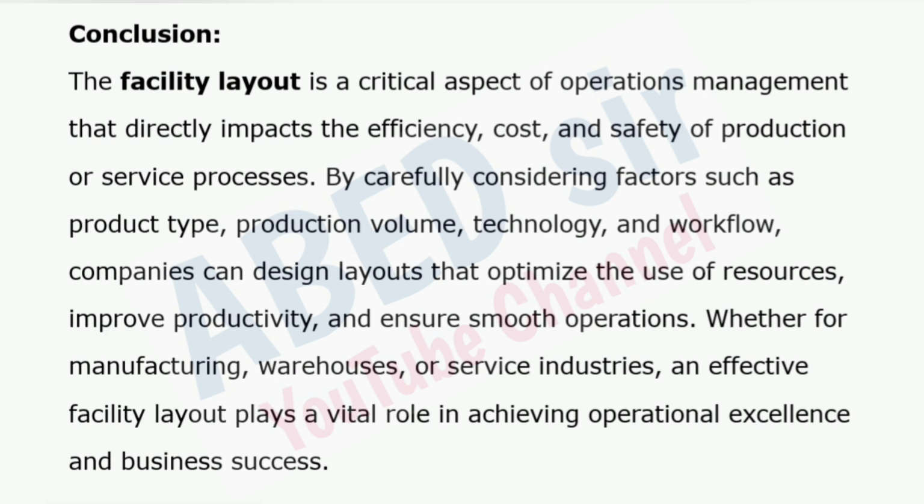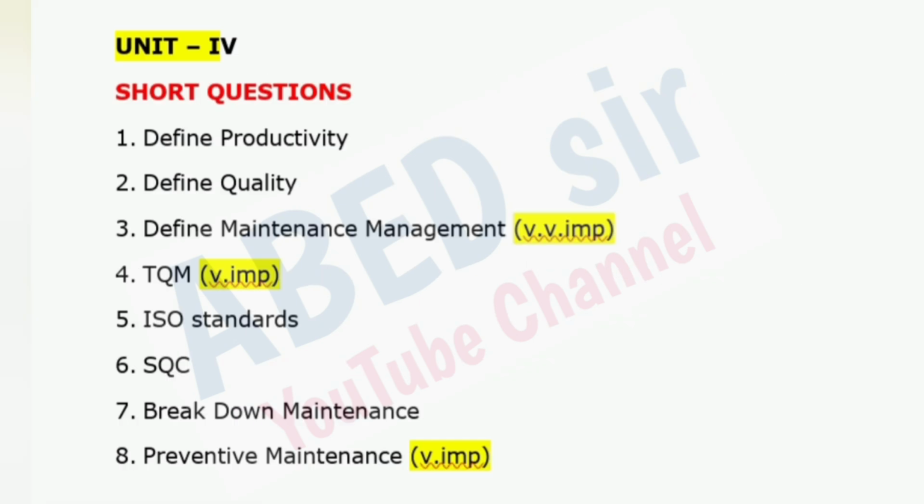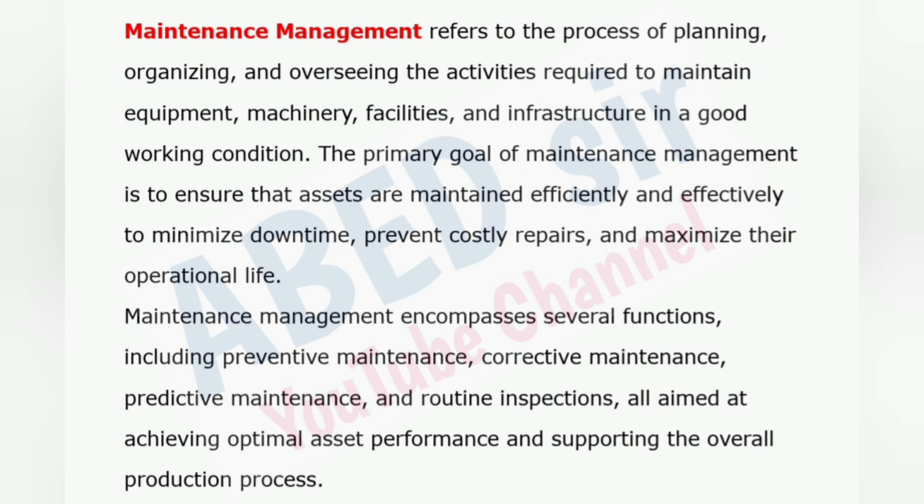business success. Next important short question is: maintenance management refers to the process of planning, organizing, and overseeing the activities required to maintain equipment, machinery, facilities, and infrastructure in a good working condition. The primary goal of maintenance management is to ensure that assets are maintained efficiently and effectively to minimize downtime, prevent costly repairs, and maximize their operational life.